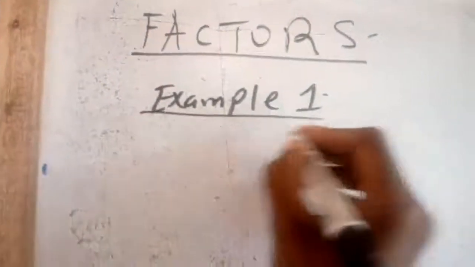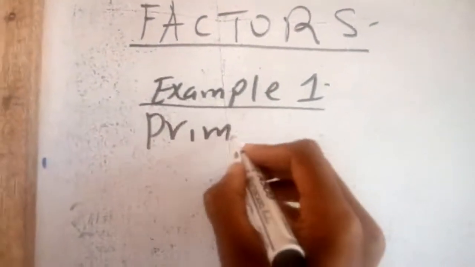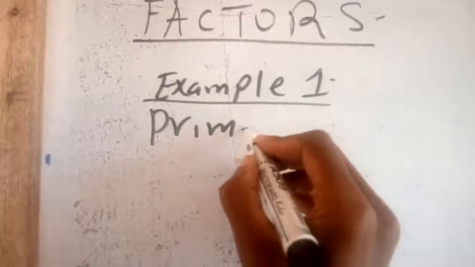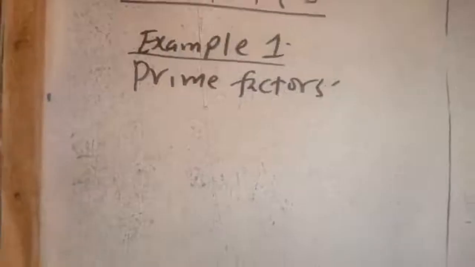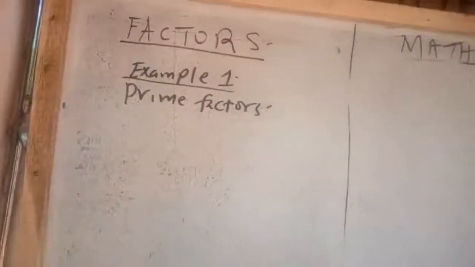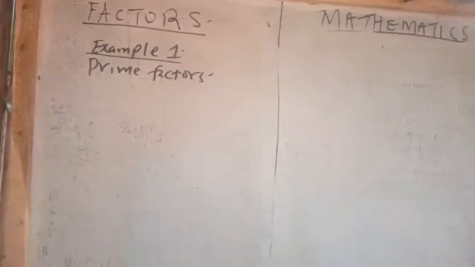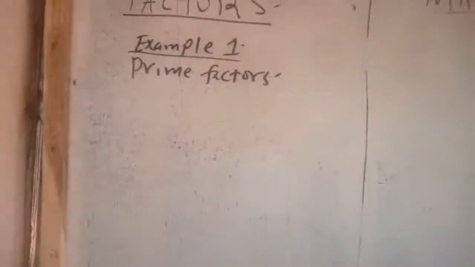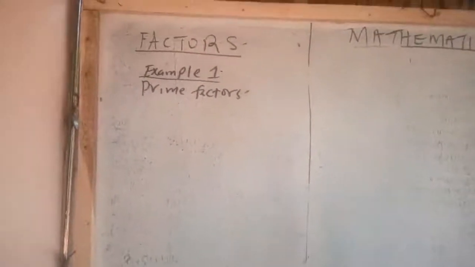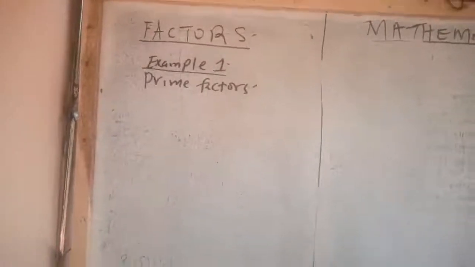I'm going to deal with prime factors, and as I said in the previous lesson, a prime factor is a number which has got only two factors, that is 1 and itself.